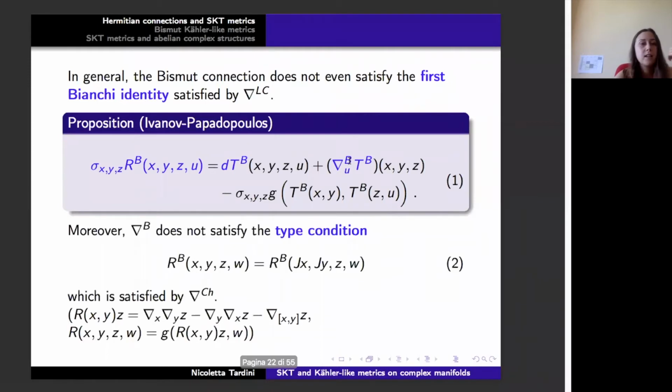And also, in fact, the Bismut connection does not satisfy the condition of being J invariant in the first two entries. It is not in general of type 1-1 in the first two entries. For instance, this equality is satisfied if you take the curvature of the Chern connection. In fact, this is also saying that the Ricci form of the Bismut connection is not of type 1-1. It is just a 2-form, but not of type 1-1 in general, because we do not have this J invariance here. So we do not have, in general, nice symmetries for the Bismut connection.